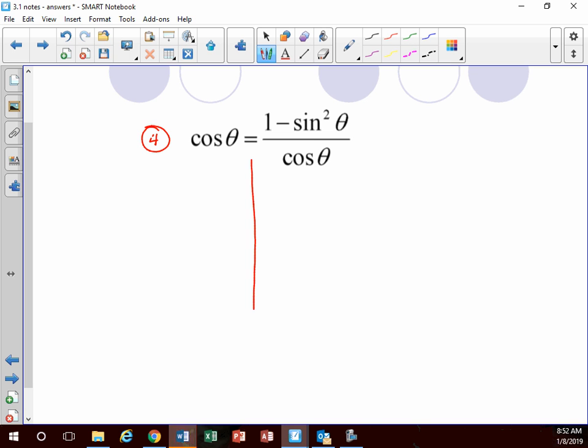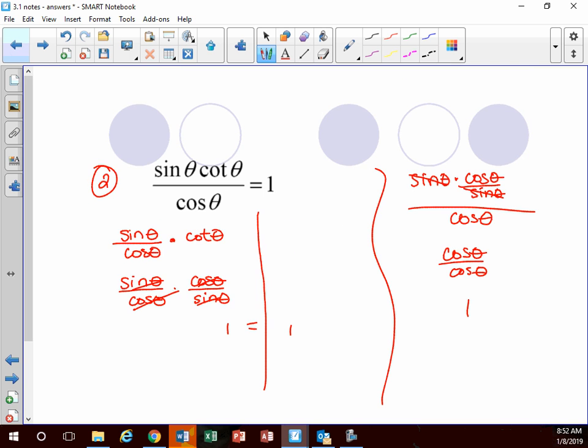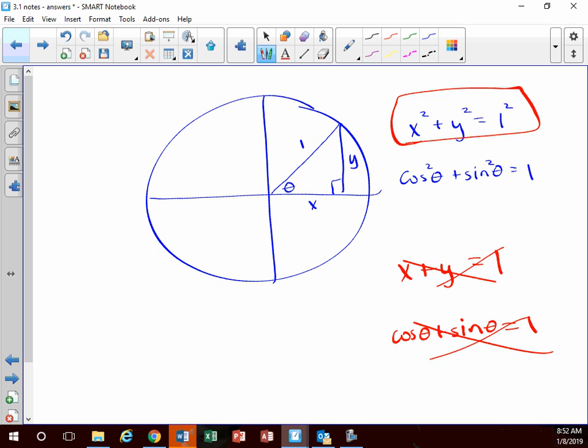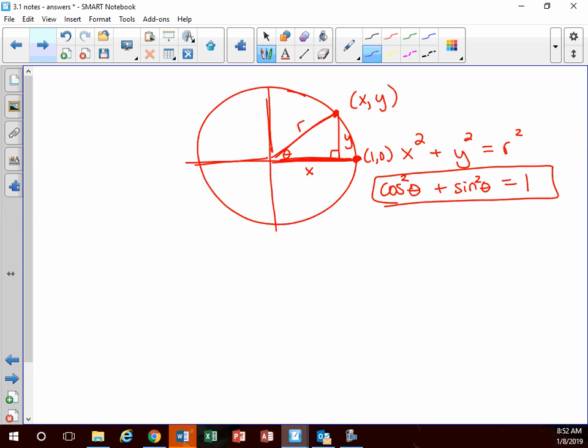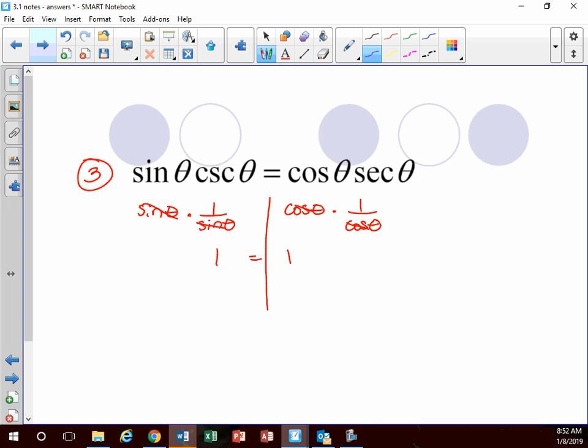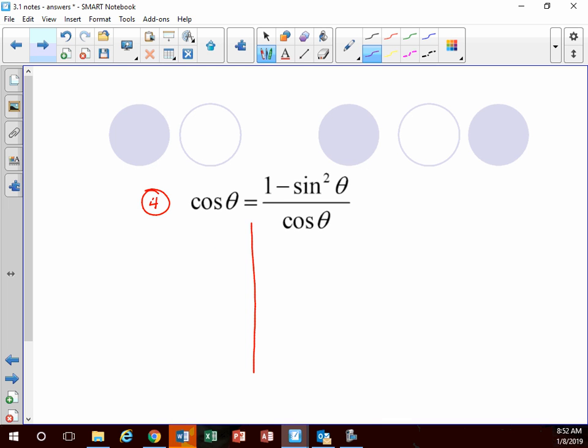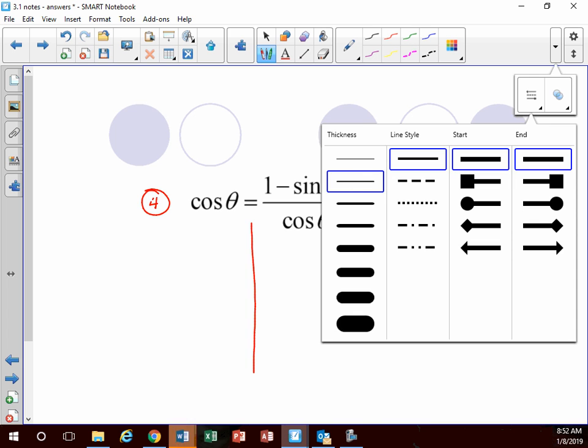Okay, guys. So the Pythagorean substitution you want to use, if you wrote them down, back here somewhere. Look right here. What does 1 minus sine squared equal? Cosine squared. So I'm going to replace the 1 minus sine squared with cosine squared.